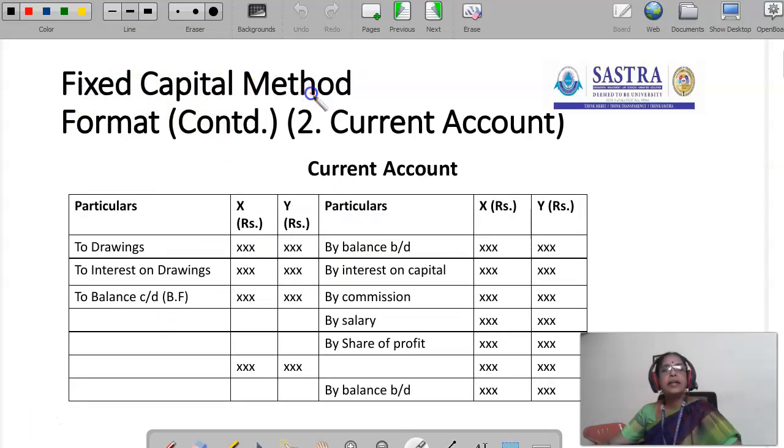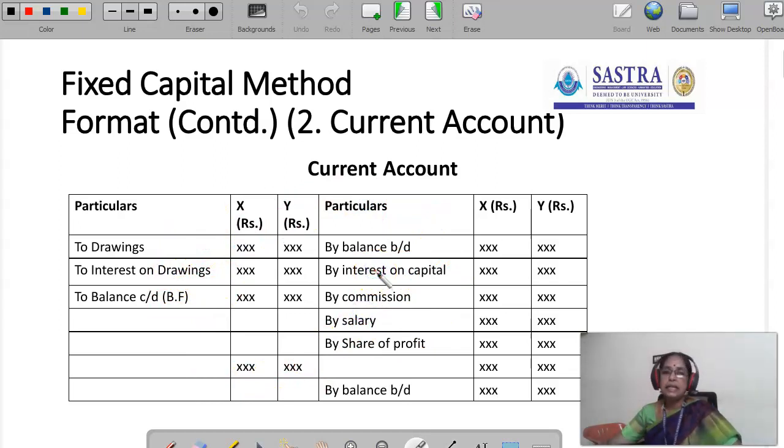See, under the fixed capital method, we have to open two accounts. One is the capital account, another one is the current account. This is the format for the current account. This is the initial amount, then by interest on capital, by commission, by salary, by share of profit, and this is the drawings, interest on drawings, and to balance. This is the current account opening balance. This is the current account closing balance. Okay, all the adjustments are made in the current account.